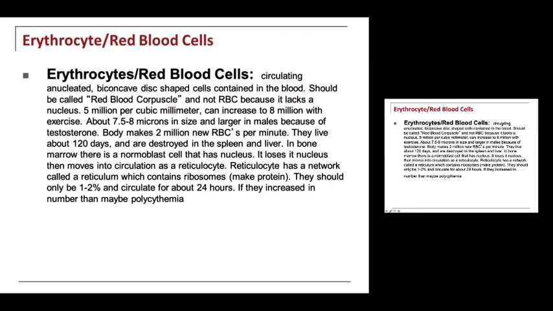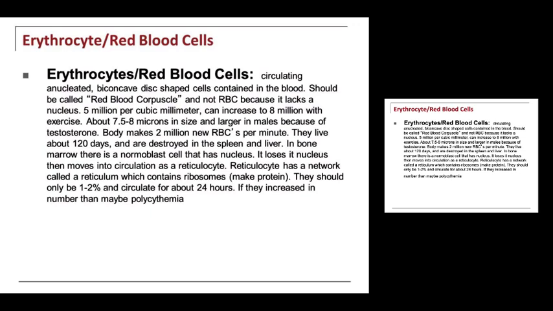So this slide here talks about the red blood cell. Really should be called a red blood corpuscle, because when they lack a nucleus, it's really not a cell. It's more like a corpuscle. So they're about 5 million per cubic millimeter, can increase to 8 million with exercise, and they're about 7 to 8 microns in size, a little bit larger in males because of testosterone. The body makes about 2 million new red blood cells per minute. They live about 120 days, and then they're destroyed in the spleen and liver, as I mentioned before.